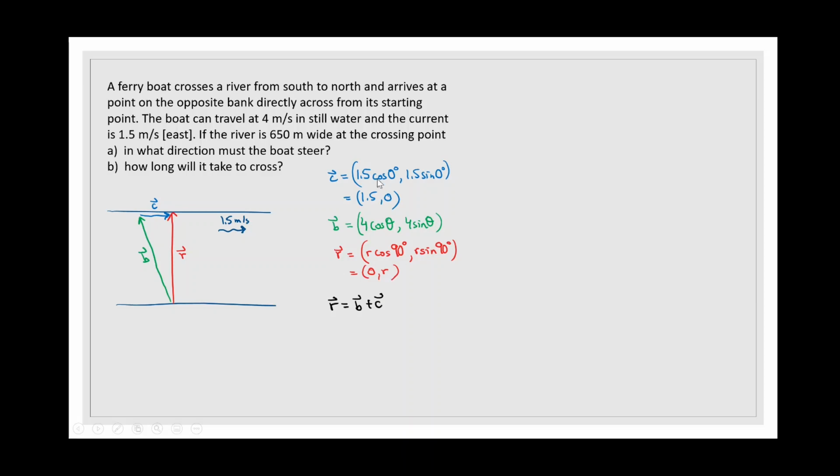So how do we know how they relate to each other? We know that the resultant is the boat plus the current together. And if you use the algebraic component vectors and create an equation out of that, you can then break it down and work with the x components separately. So 0 equals 4 cosine theta plus 1.5. That gives us this equation. For y components, you would say r is equal to 4 sine theta plus 0, and that gives us this equation. This equation here has two unknowns, r and theta.